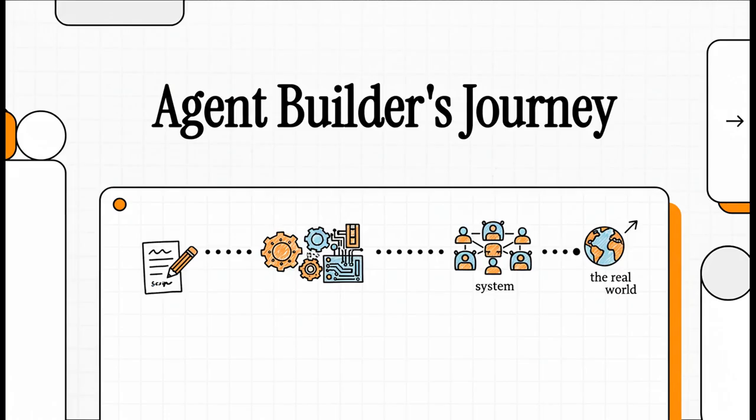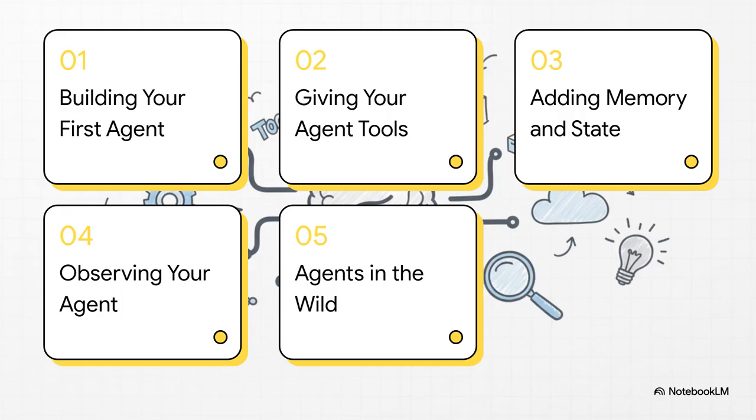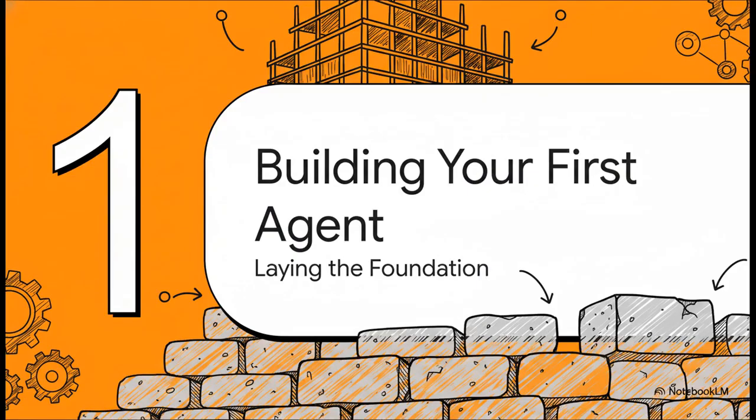Let's jump right in. All right, so here's our roadmap for today. We're going to start with the absolute basics in Chapter 1. Then, we'll give our agent some cool tools. After that, we'll give it a memory. Then, and this is super important, we'll figure out how to see what it's thinking. And finally, we'll set it loose out in the wild. Simple as that.